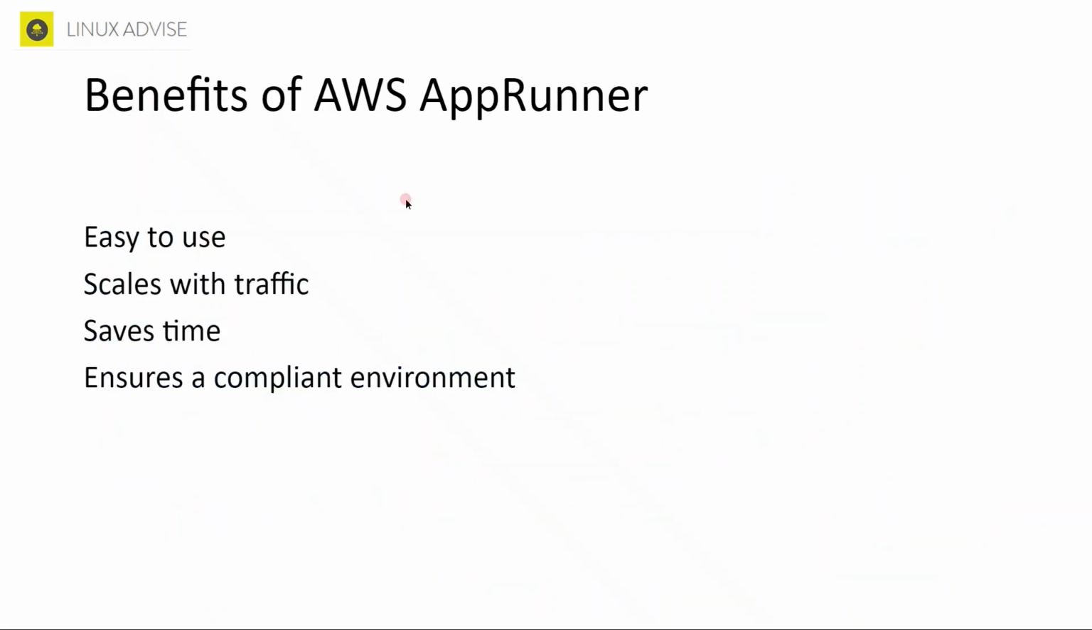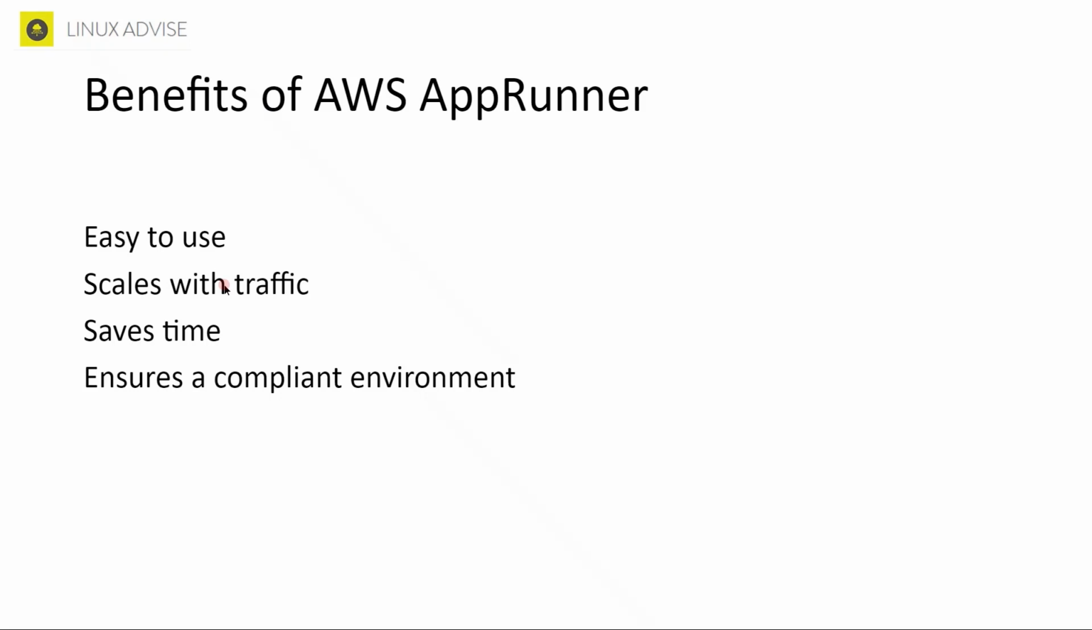Now we are going to discuss the benefits of AWS App Runner. It is really beneficial and easy to use. You don't have to be a core technical person to use this service. You can just get started with a few clicks. It scales with traffic, so you don't need to worry about the load. If the load on the application increases, the application infrastructure scales up on its own. It saves time, definitely, because the infrastructure provisioning headache is gone totally.